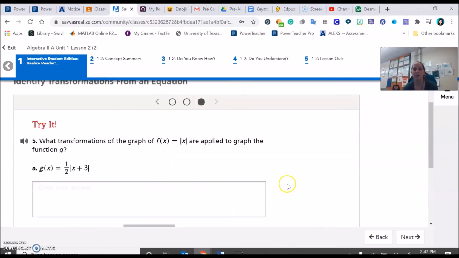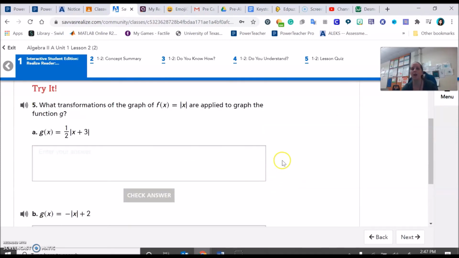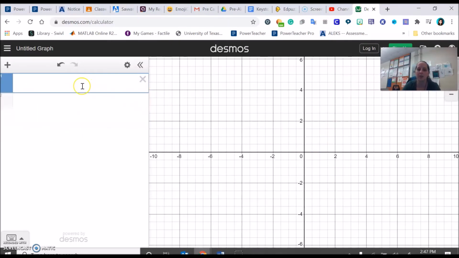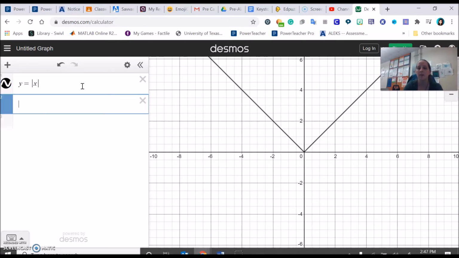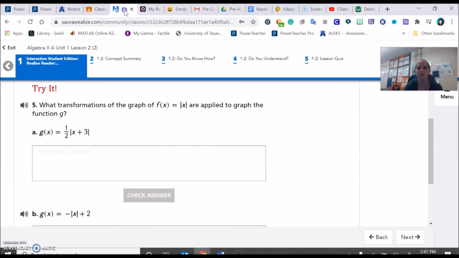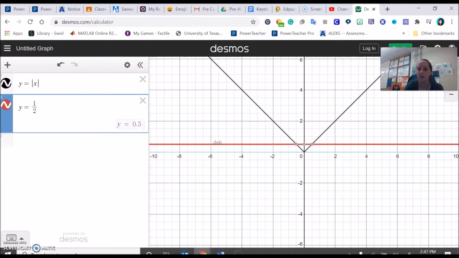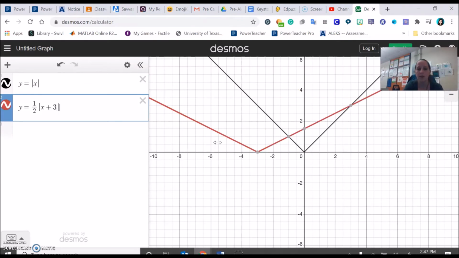Okay, so now I have a try problem. What transformations of the graph of f of x equals the absolute value of x are applied to the graph of function g? g of x equals 1/2 times the absolute value of x plus 3. So again, I can graph these, so I just see what they look like. y equals absolute value of x, and y equals 1/2 times the absolute value of x plus 3.